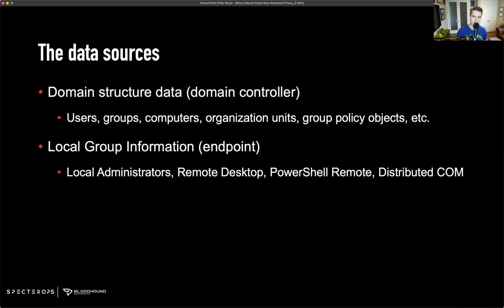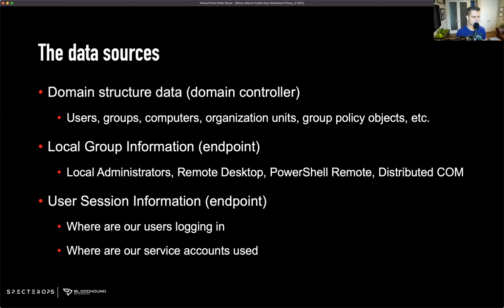There's also some critical information that we pull from endpoints. The first one is local group information. So things like what are the memberships of the local administrators group on a random computer or a random server, remote desktop users, PowerShell remote, and so on. While you can manipulate the membership of these groups from the domain level through group policy, you can also manipulate those memberships with any endpoint management tool, or a user can manipulate them directly. A user can insert a random user or group into these groups, and that's never reflected at the domain controller level, hence the need to reach out to the endpoints.